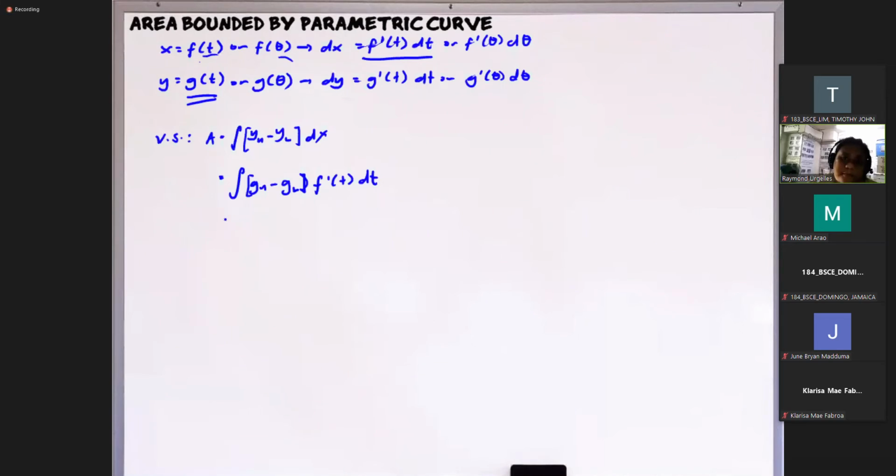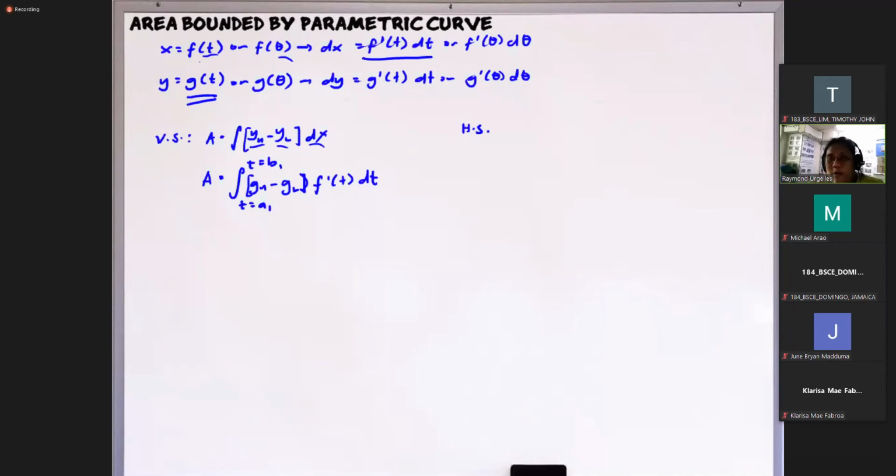So it now depends on our curve. So again, this is at t equal to a1, and this is at t equal to b1. Okay? So that's how we get the area. Instead of directly using y and x, we go through another variable t or another variable theta. That's what happens in a parametric curve.